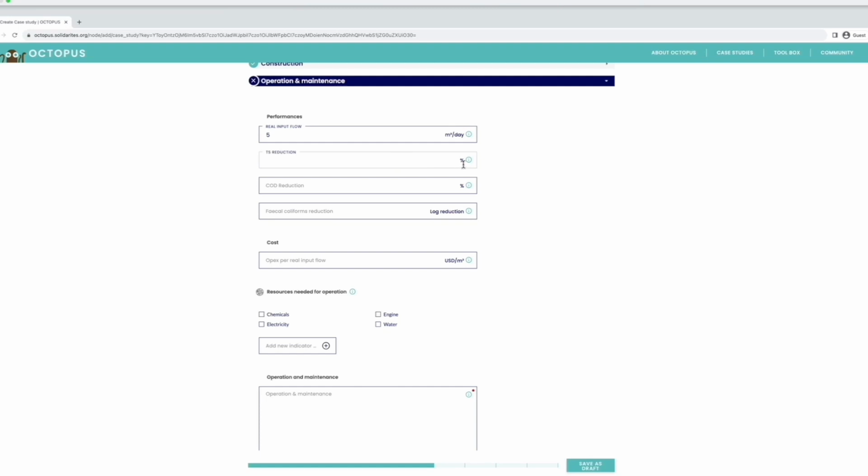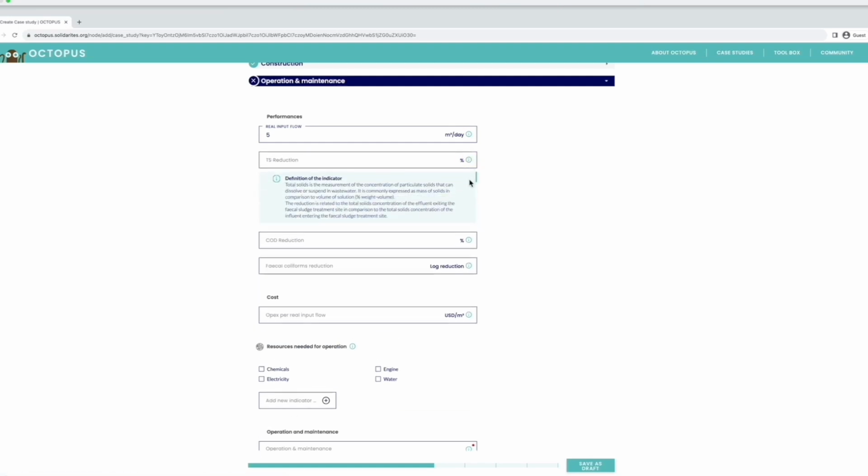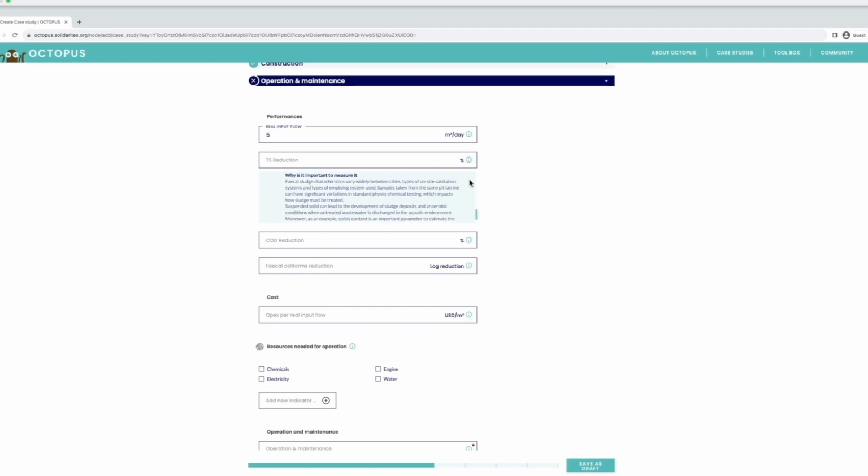The percentage reduction in total solids, which measures how much the total solids concentration decreases after the treatment process, is an important indicator of the treatment performance. For drying beds, this parameter is important to estimate the volume of dried sludge that needs to be removed from the sludge treatment facility. You can find examples of how to calculate total solid reduction by clicking the green information icon in the text input box.